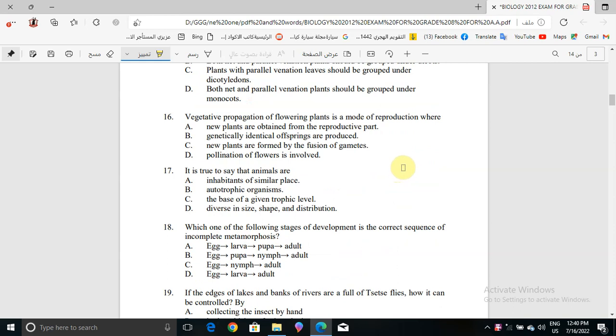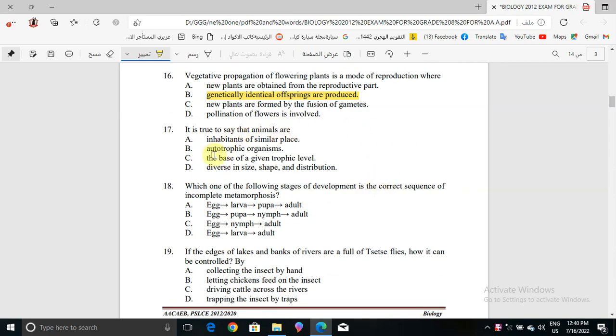Now question number 16. Vegetative propagation of flowering plants is a mode of reproduction where new plants are obtained from the reproductive part, genetically identical offsprings are produced, new plants are formed by the fusion of gametes, or pollination of flowers is involved. The correct answer will be genetically identical offsprings are produced, because vegetative propagation of flowering plants is a mode of reproduction where genetically identical offspring are produced.